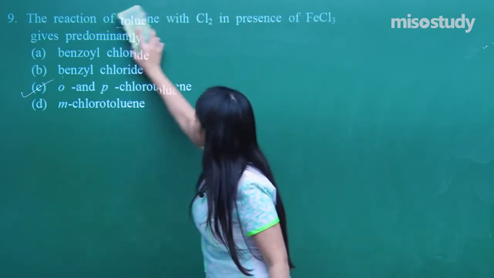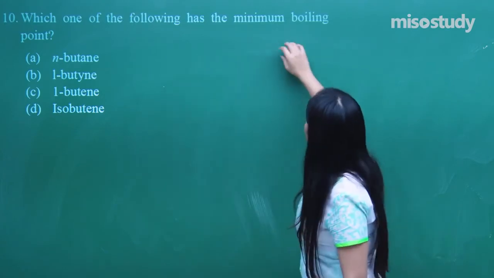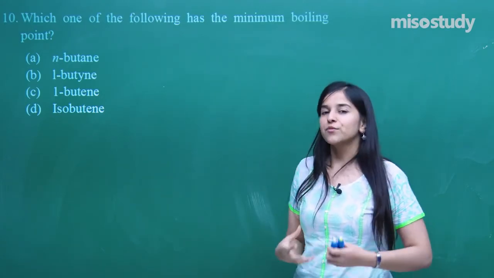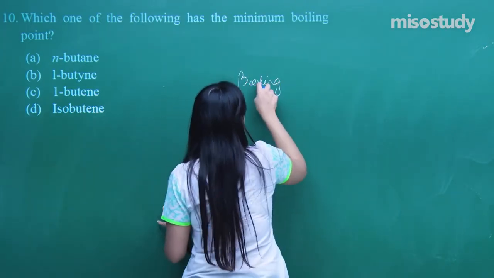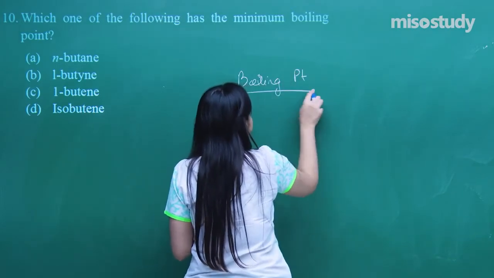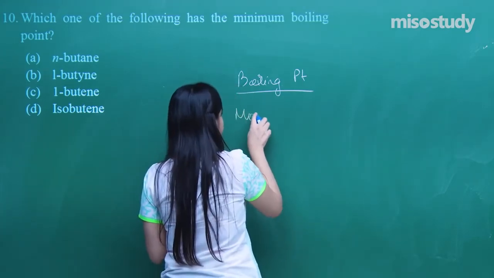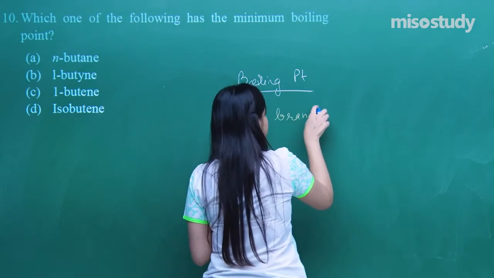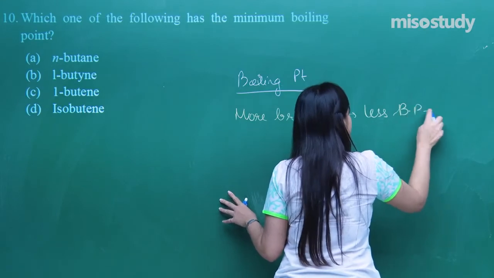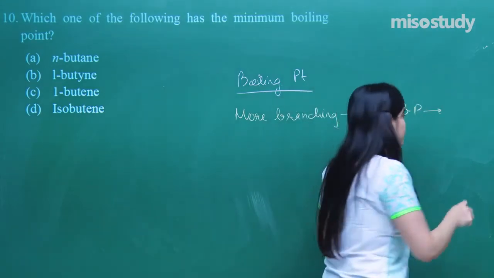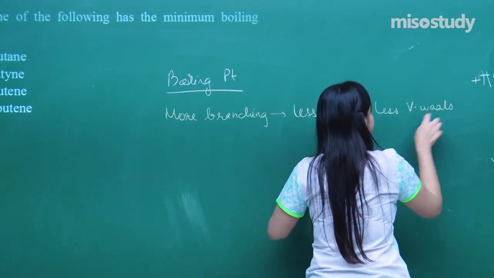So what does the next question say? That will be the last one. Which one of the following has the minimum boiling point? So what is the boiling point concept? The more the branching, the less the boiling point. Due to what? Due to less van der Waals forces of attraction.